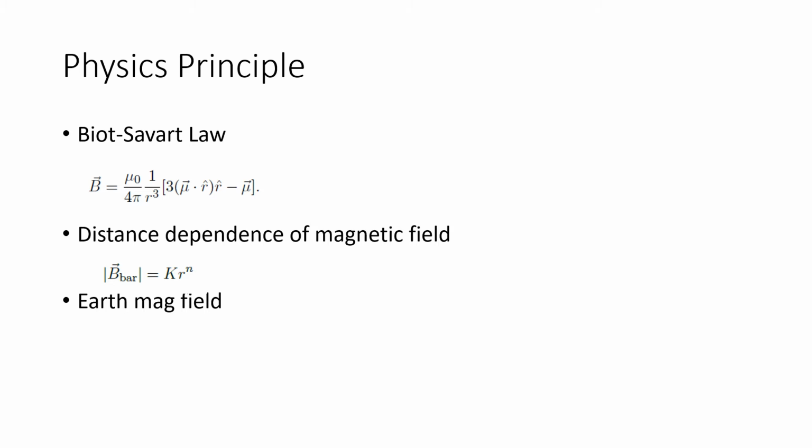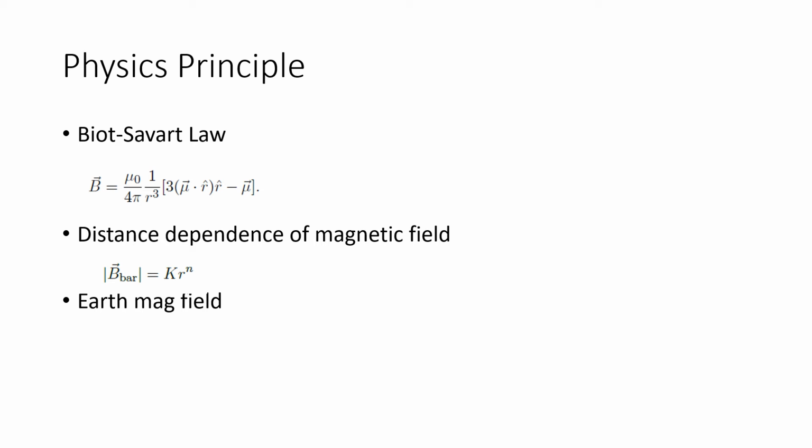So these are some physics principles that are involved in this lab. First is the Biot-Savart law of magnetic field. Below shows an equation that is provided by our instruction, which is what this law is about. And then there's the distance dependence of the magnetic field, which is the magnitude of the magnetic field of the bar magnet is equal to K times R to the power of N.